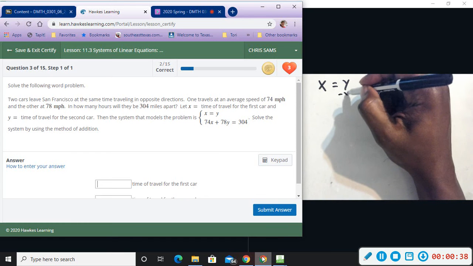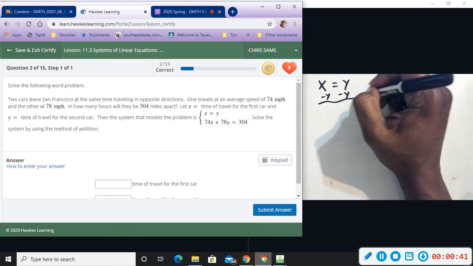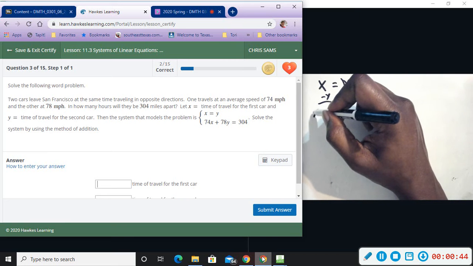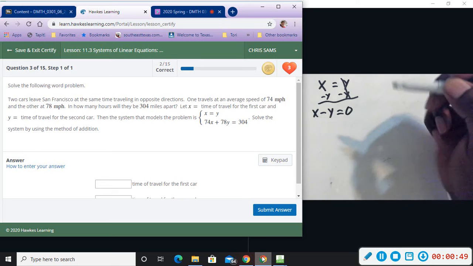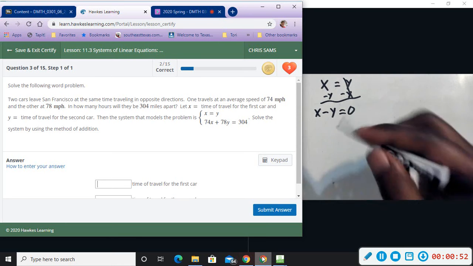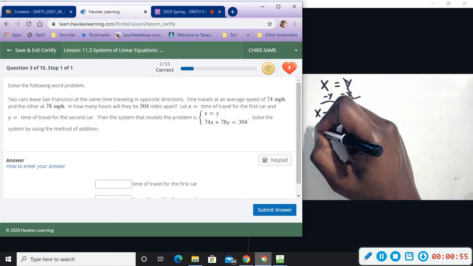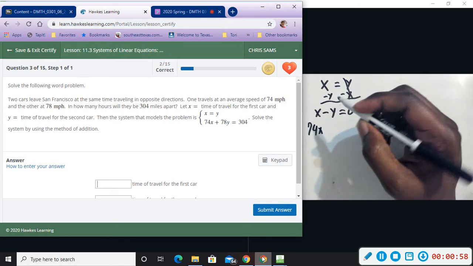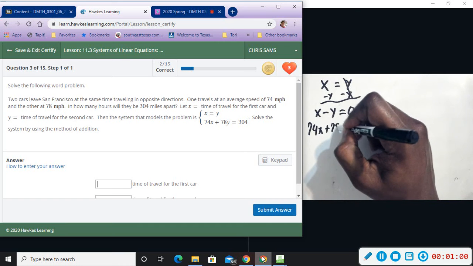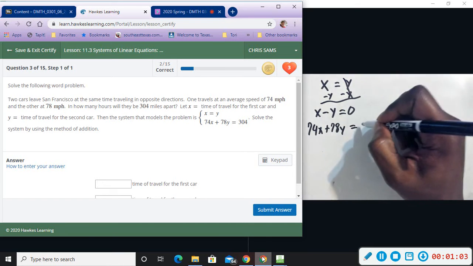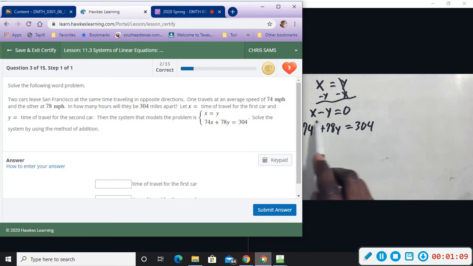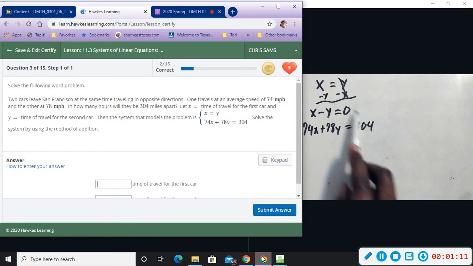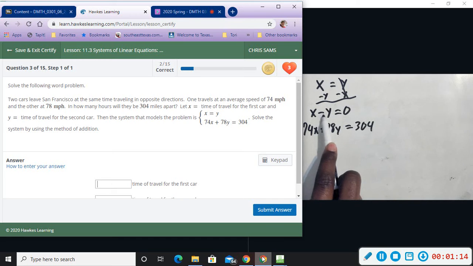So I'm going to subtract y from this first equation. And then over here I will have x minus y equals 0. Okay? And then right below it I will have my other equation, which is 74x plus 78y equals 304. Okay, now that x and y are on the same side, just like here, equal sign and numbers are lined up, I'm going to choose to eliminate y because the signs are already opposite.